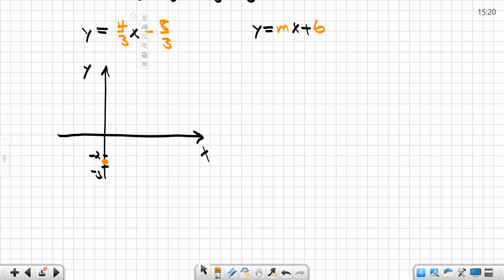And now I am using the 4/3 as my slope. M is equal to 4/3. Remember, m, that is rise over run, or better, the change in y divided by the change in x. So 4, and for us, this is 4/3. So both changes are positive.